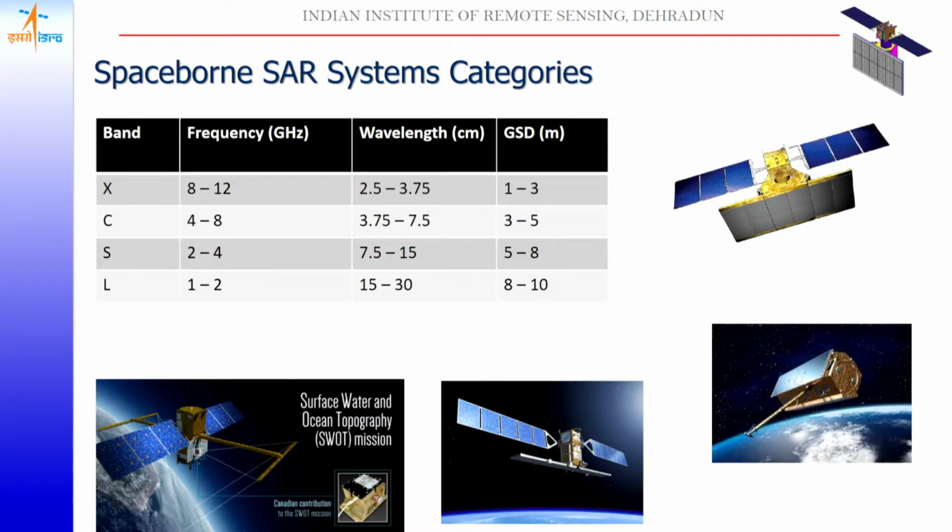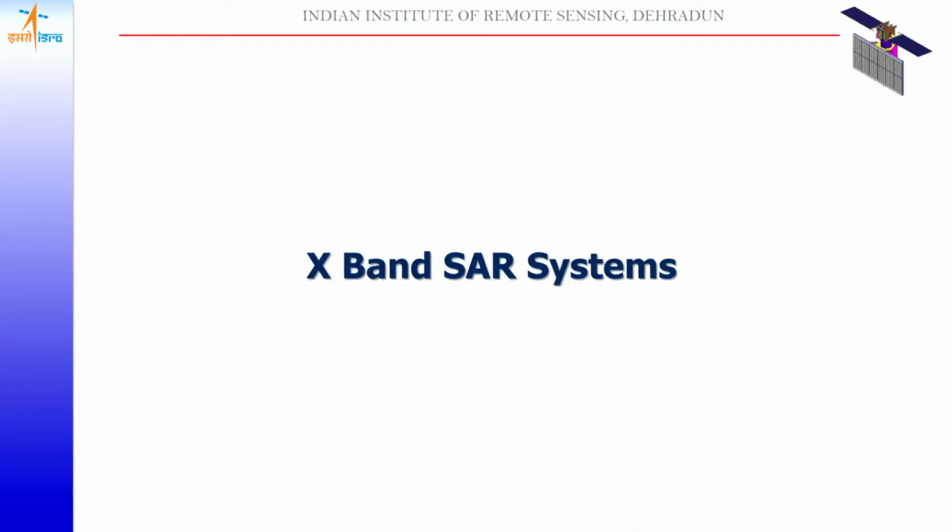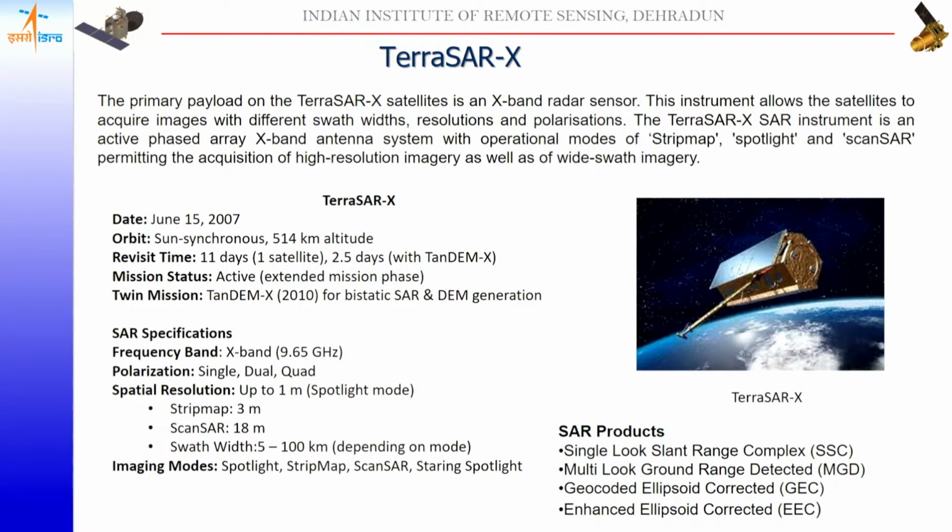So from that we can get a good resolution, but in the range side we have to have the limit of c by 2B. B means the bandwidth of the signal, how much bandwidth is available in a particular system. So if we are having the X band system, then we are having the high resolution in the case of range resolution. So first we will see the X band SAR systems, and first we will see TerraSAR-X.